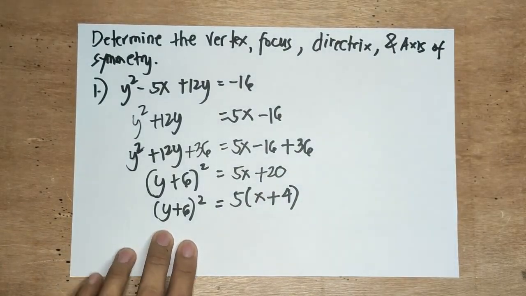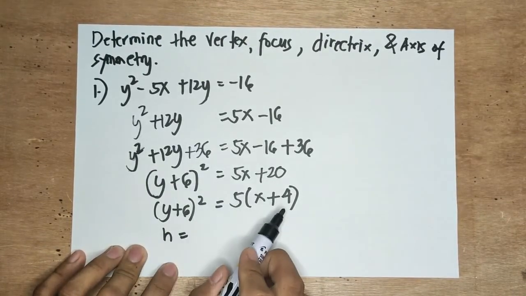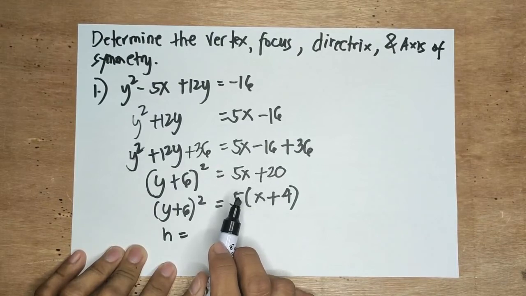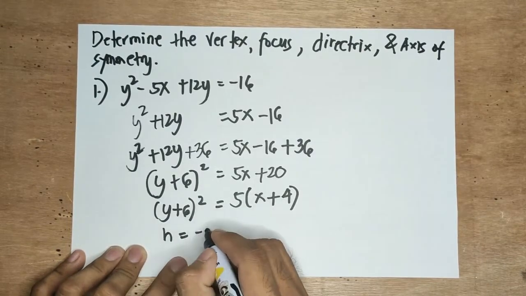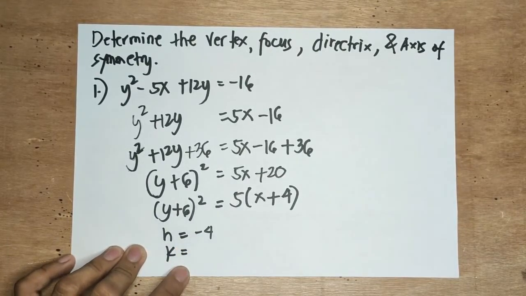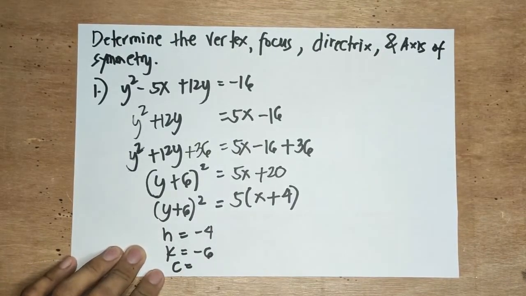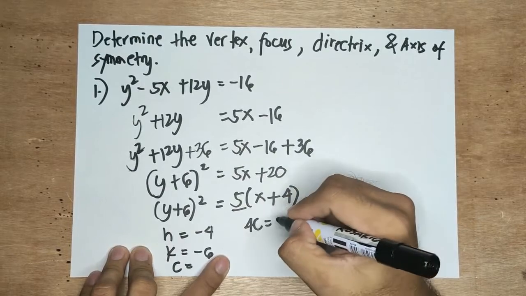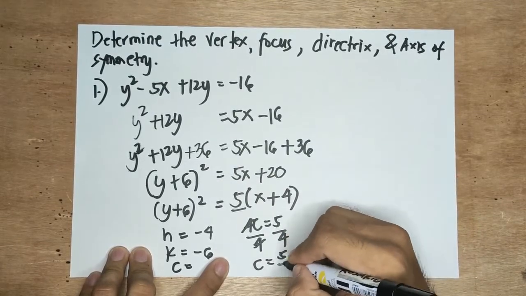Anong value ni h dito? Yung h parating naka-pair kay x, yung k parating naka-pair kay y. Since positive ito, we consider the negative counterpart of 4. So negative 4. The value of k is, since positive si 6, we consider the negative counterpart, we have negative 6. And then paano hanapin yung value ni c? This is equivalent to 4c. We have 4c is equal to 5. Divide both sides by 4. So c is equal to 5 over 4.